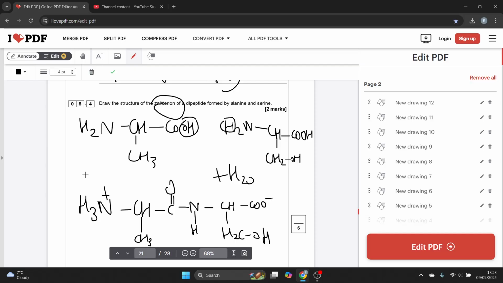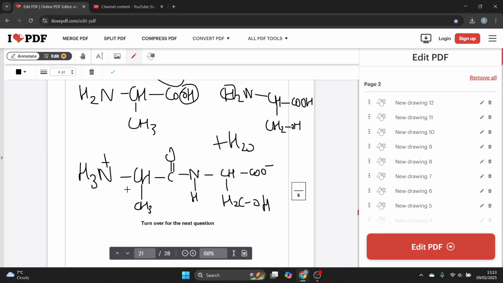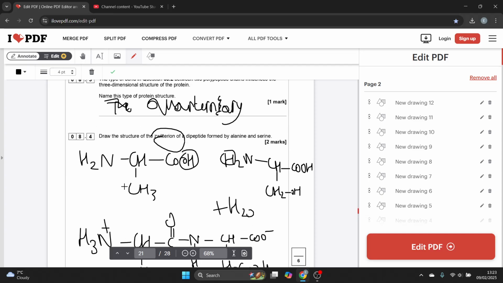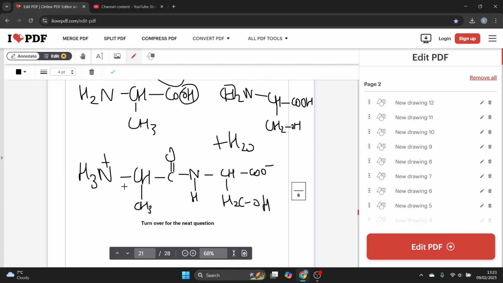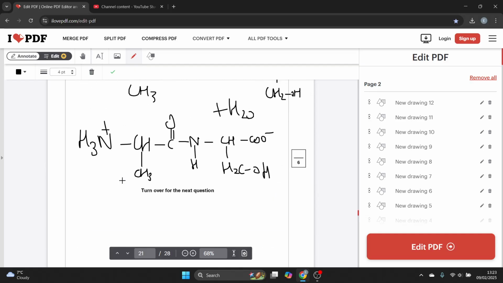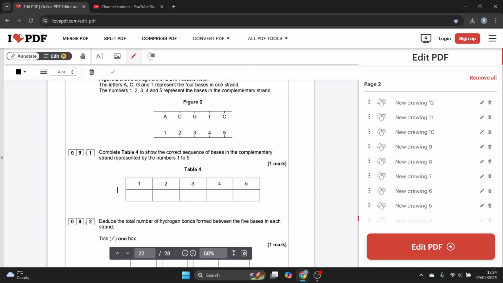So draw them out from your data sheet and the periodic table. Draw them out, and then remember they're going to bond together to form your dipeptide, C double bond O and your NH, and obviously they're Zwitter ions, so one positively charged part, one negatively charged part. And not too bad. In question 9, complete table 4 to show the correct sequence of bases in the complementary strands represented by the numbers 1 to 5.